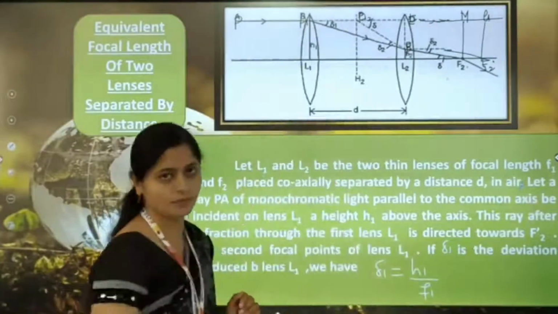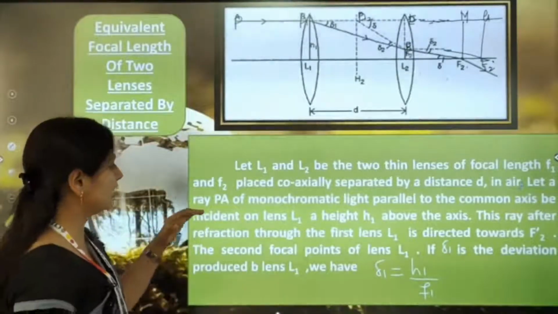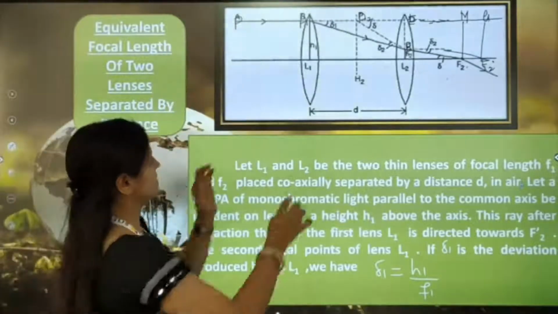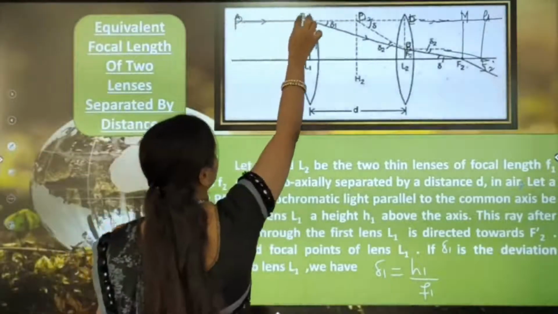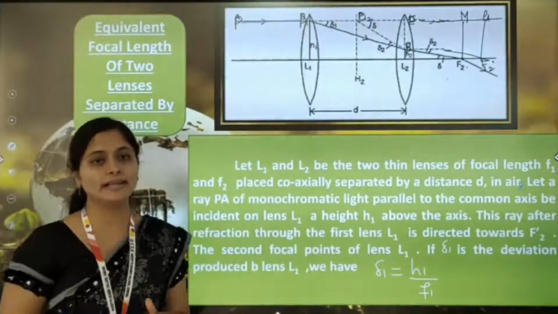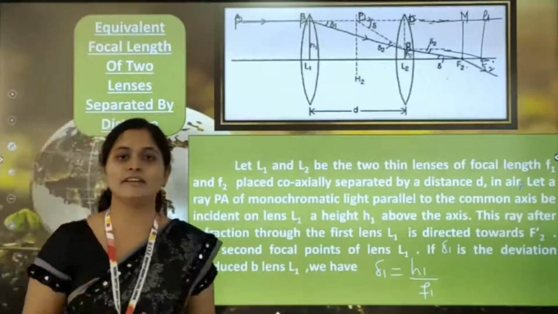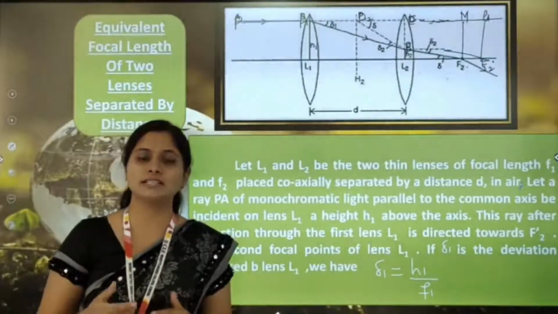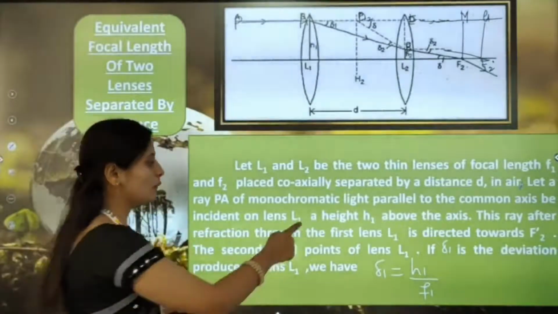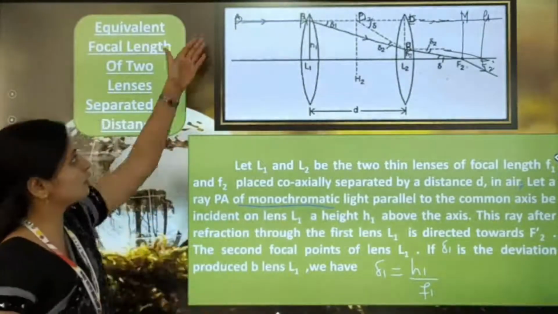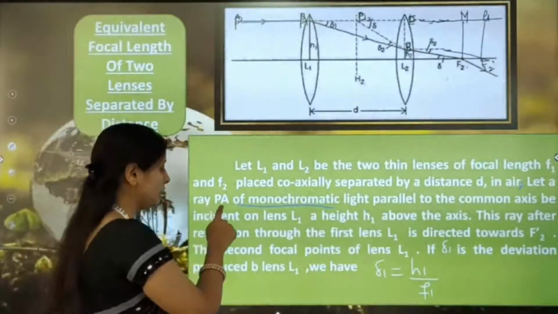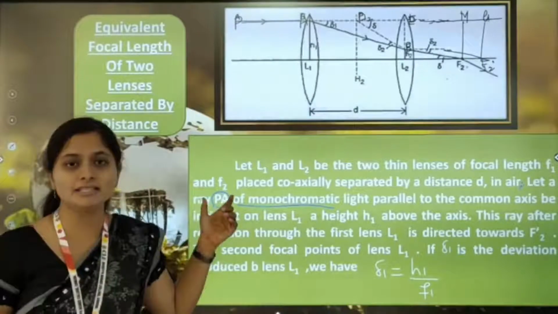Next, let a ray PA of monochromatic light. A monochromatic light is a light having a single color, a single frequency, and a single wavelength. From P we are sending a monochromatic light, so we get a ray PA, which is the incident ray.